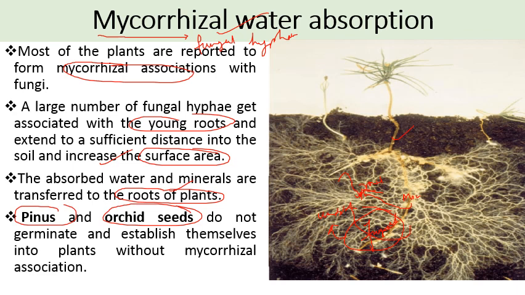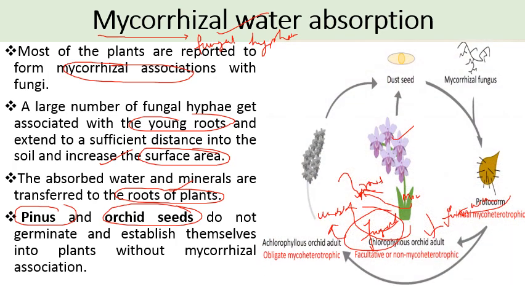So this is the Pinus seedling. We can see here that these hair-like structures are the fungal hyphae, and they increase the surface area for water absorption. And this is the seed of orchid. The size of the orchid seed is very small, and it has very little endosperm, which is the reserve food material for the embryo. That's why they require this mycorrhizal association for absorption of water, and after that they can germinate.